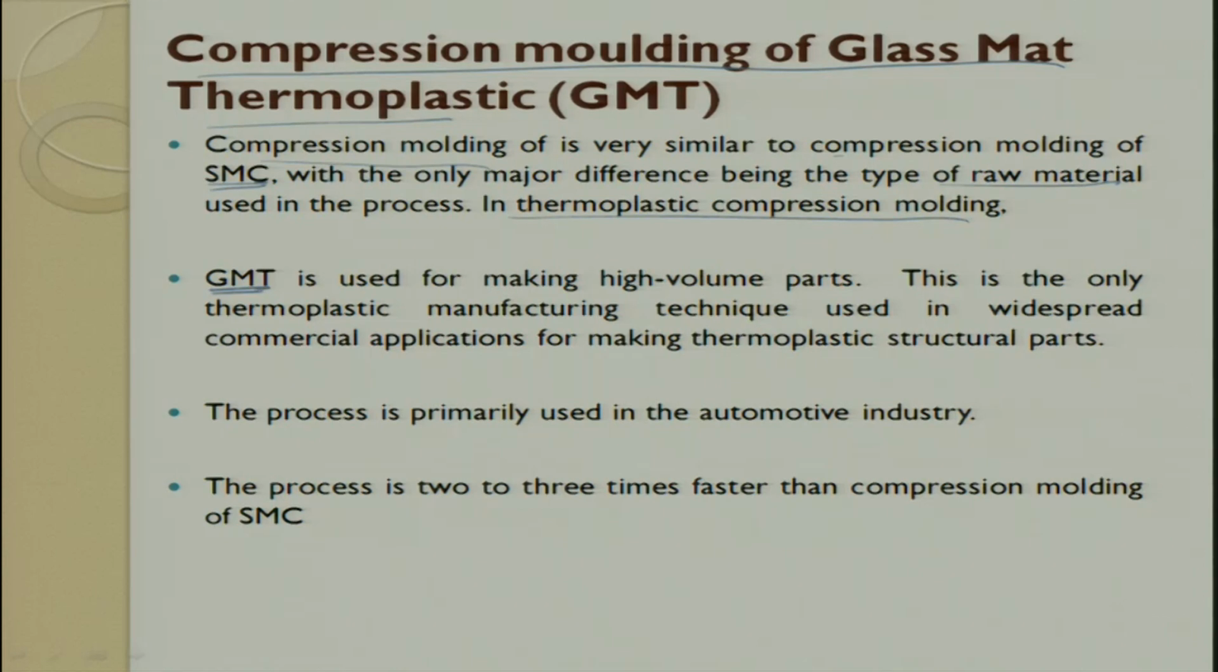So, GMT process is nowadays used for making very high volume parts, as well as size variation and shape variation. So, this is the only process which is widely used for various thermoplastic structural applications. The process is 2 or 3 times faster than that of your SMC process which we studied earlier.